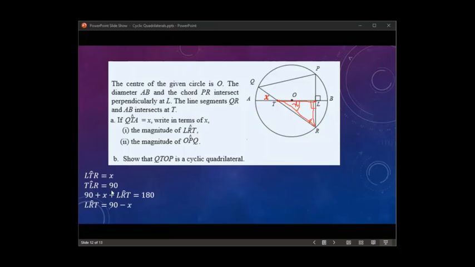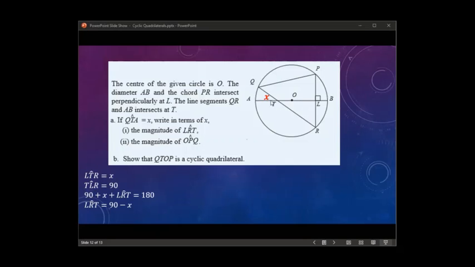180 minus 90 is 90. So 90 minus X is equal to LRT. So I hope you got the answer for your question. LRT is equal to 90 minus X. Okay. So we'll move on to the Roman number 2.